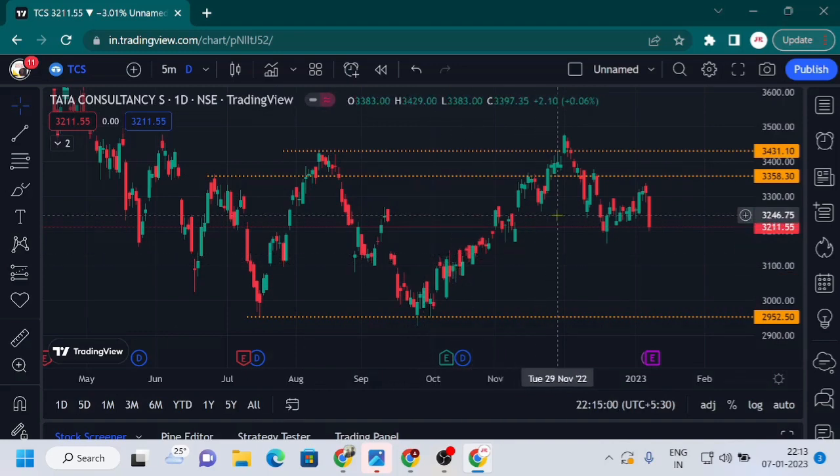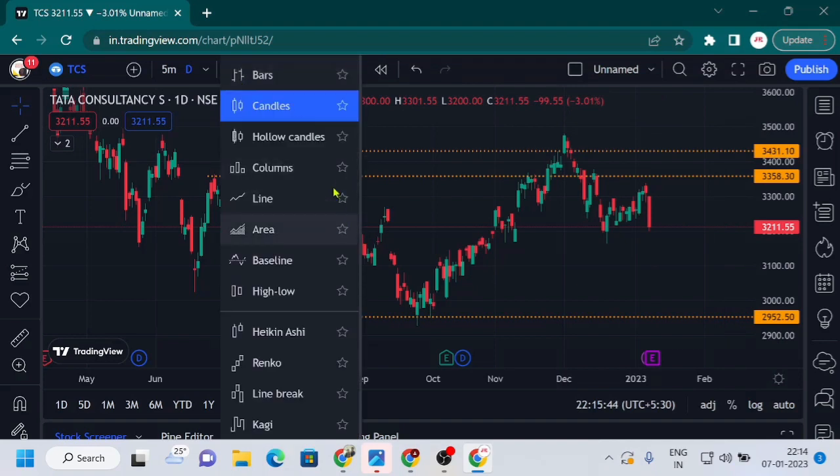This is only for intraday traders where we use 5-minute time frame, and this shows the real time data. If TCS is now 3211, you see here 3200, this is the actual closing price of the TCS. When you come to the candlesticks here, you can find a lot of candles, bar candles. This is normal candles which we use. This is hollow candles, columns, line, area, baseline, high low, Heikin Ashi, Renko, line breaking, Kagi, different types of candles, and mostly people use them for different trading styles.